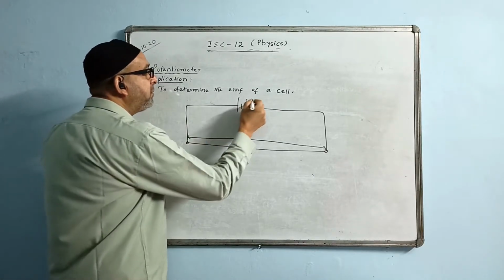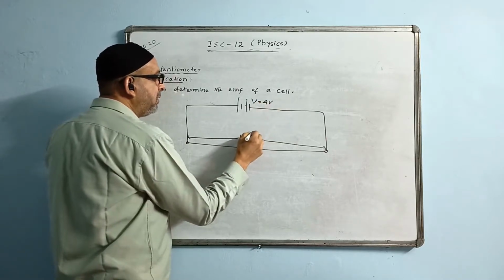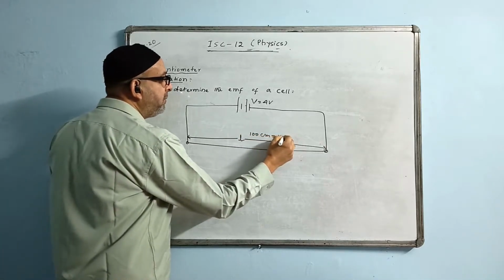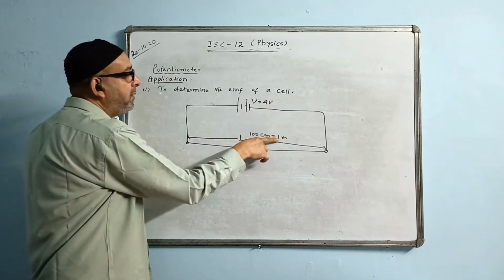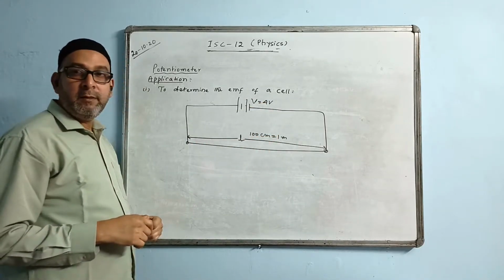For example, suppose this voltage value V is 4 volt and the length is 100 centimeter. 100 centimeter we can change to meter, it is 1 meter. What is the potential gradient of this wire? That will be 4 divided by 1. So we write it as 4 volt per meter.